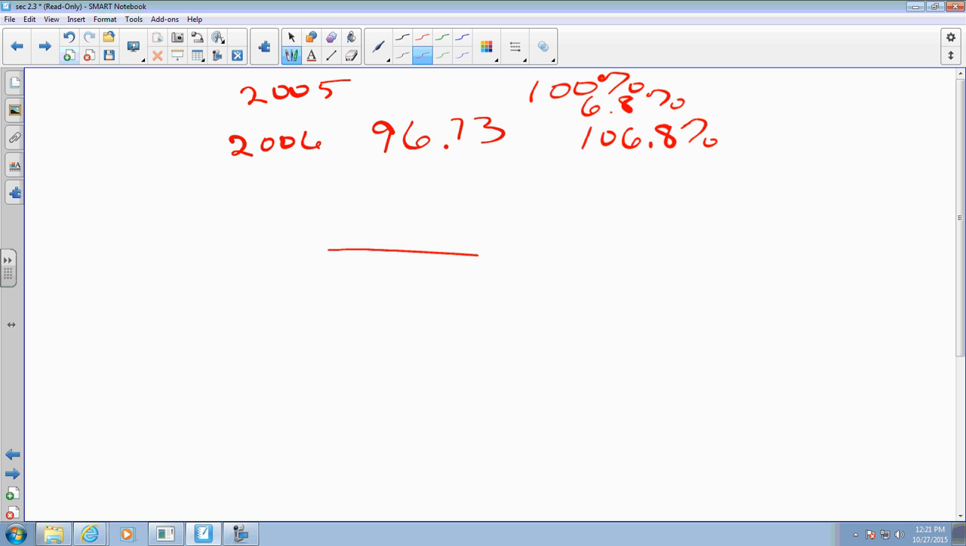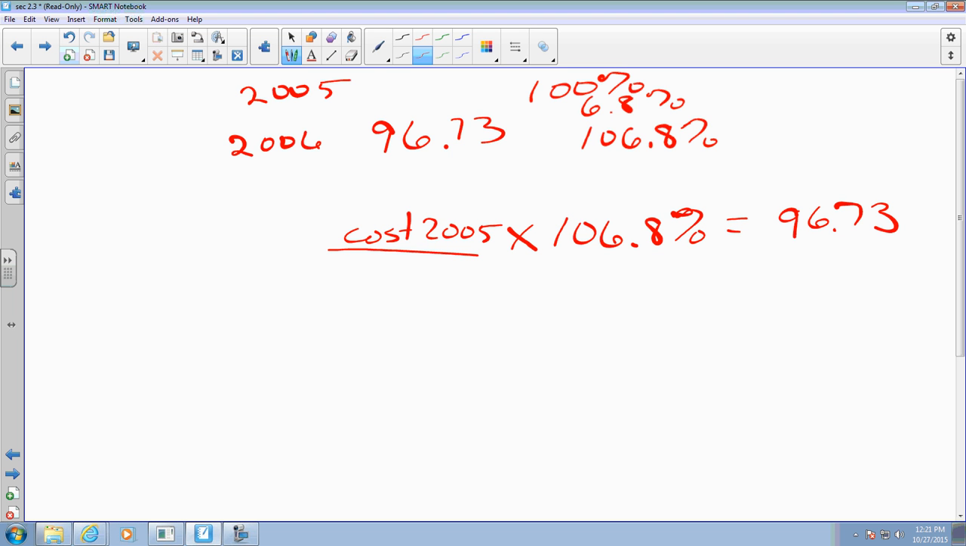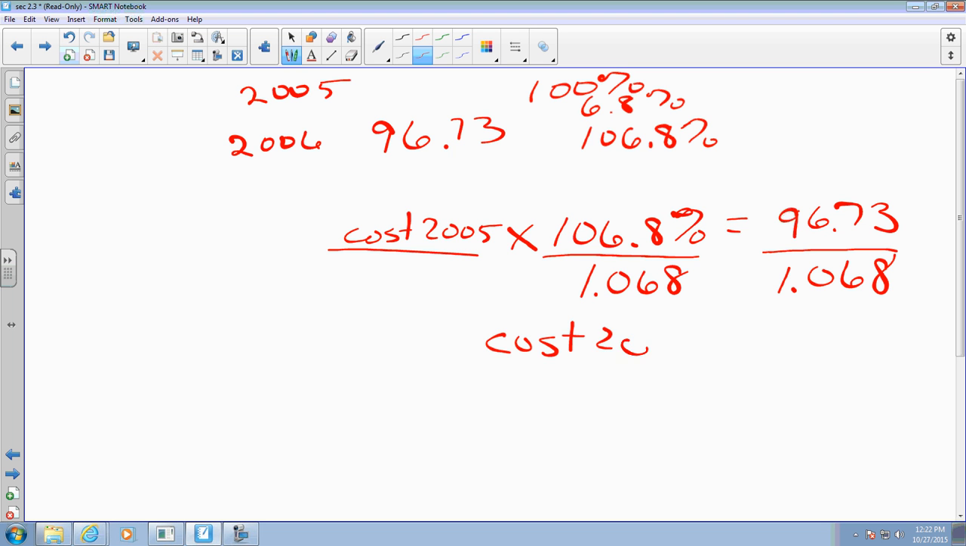So if my cost from 2005 times 106.8% is equal to the cost in 2006, which they gave us, equals that. Again, we're looking for the cost in 2005. I'm going to change this percent to a decimal and divide both sides. Let me type that into my calculator. Cost in 2005 must be equal to $90.57.